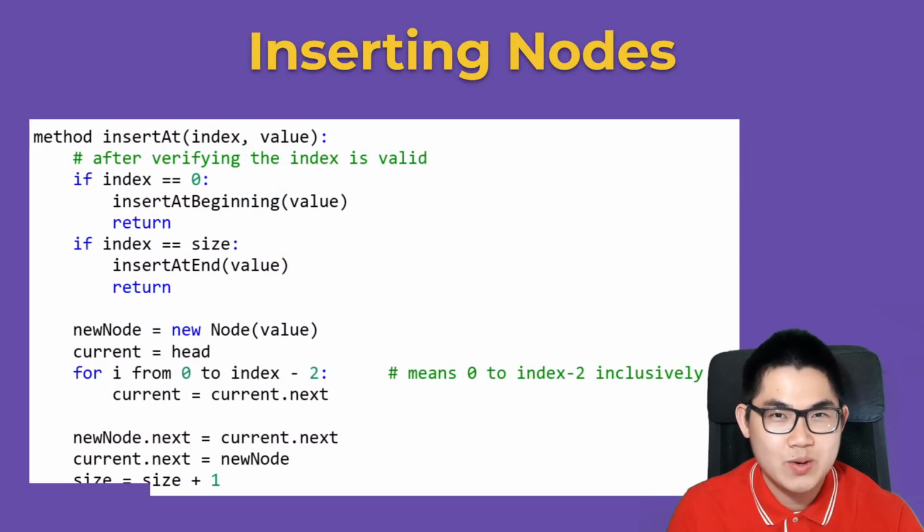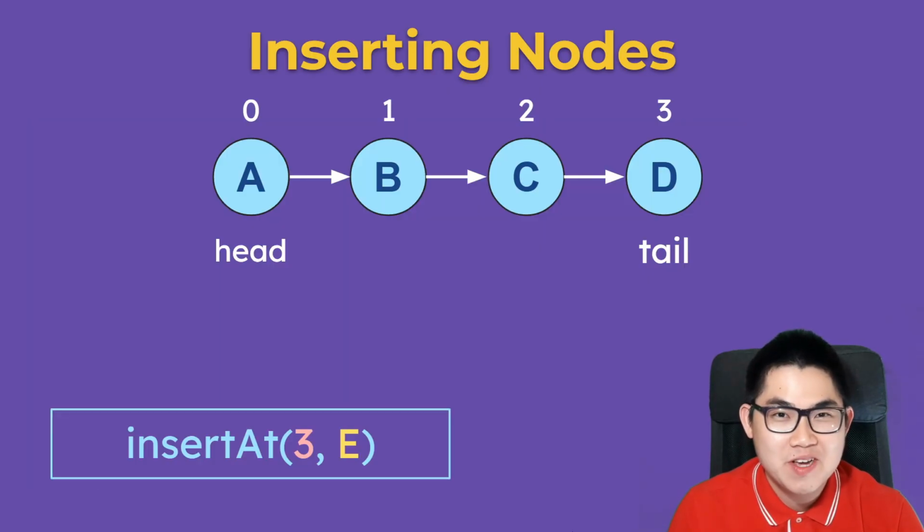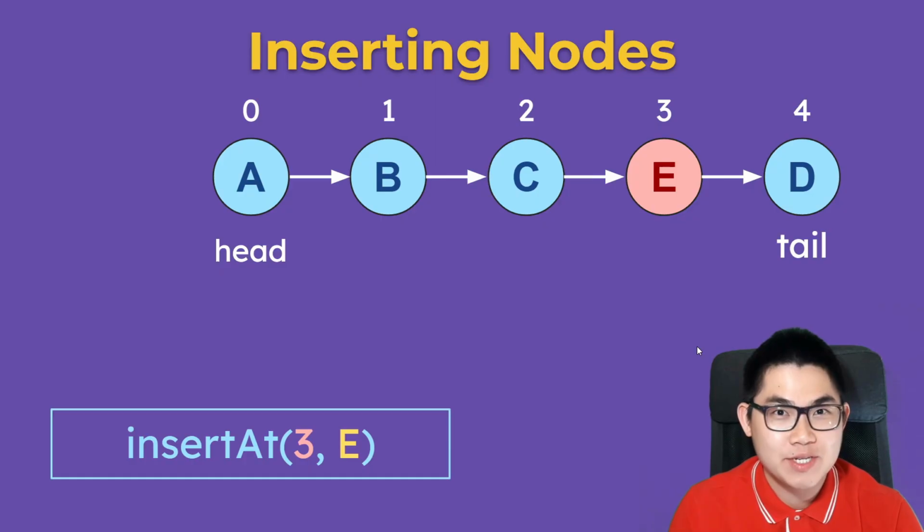Here is the pseudocode. Feel free to pause the video and take a look at it. Just one thing to note is that in this pseudocode, the for loop is inclusive, meaning for I is equal to 0 to index -2 inclusively. Now, I have an exercise for you, so go ahead and try to insert E at index 3 in this linked list, and you should get this as the result.